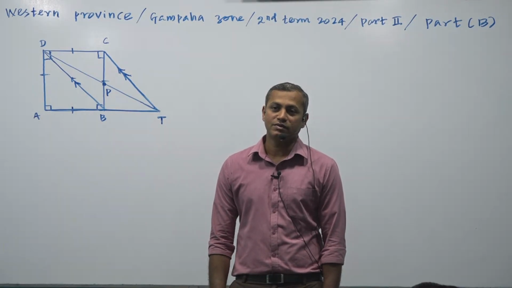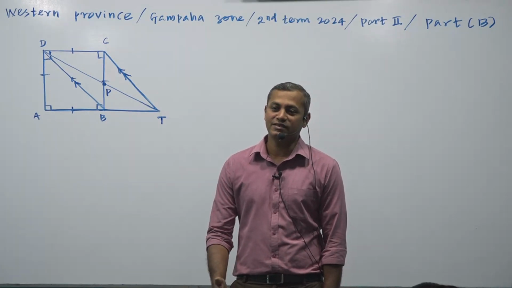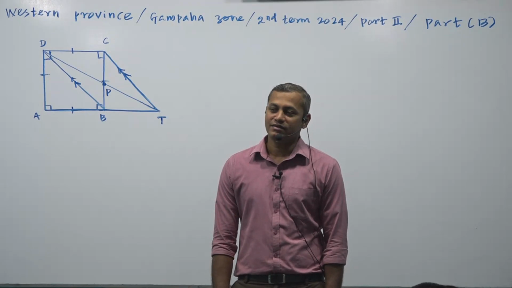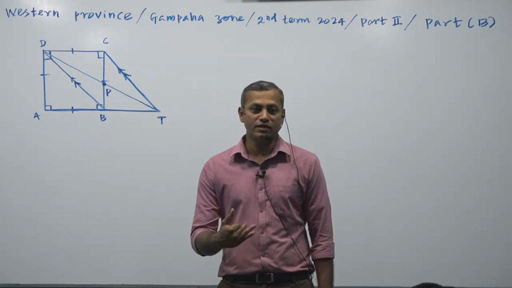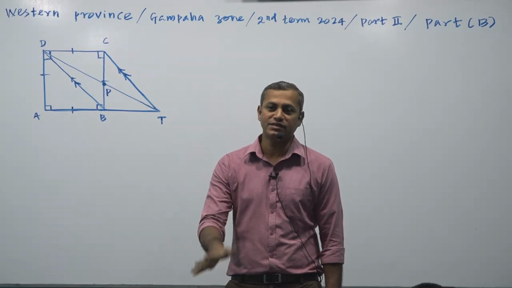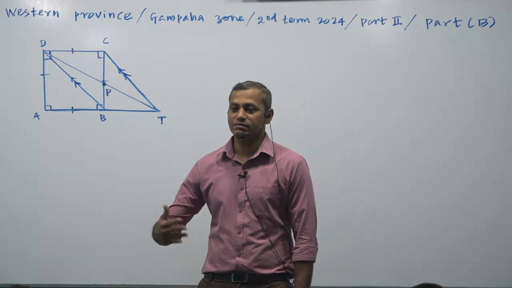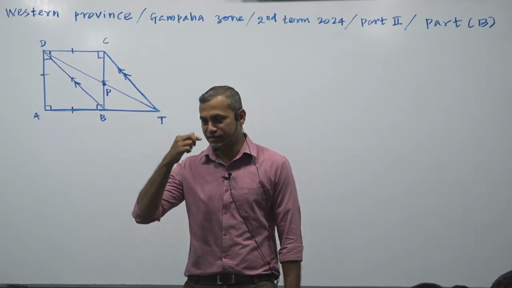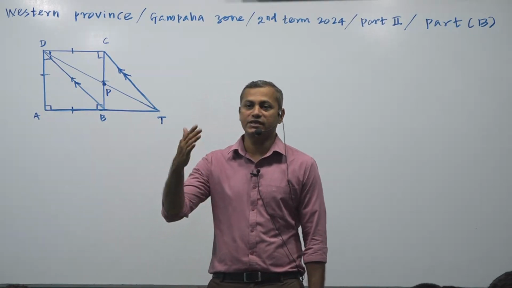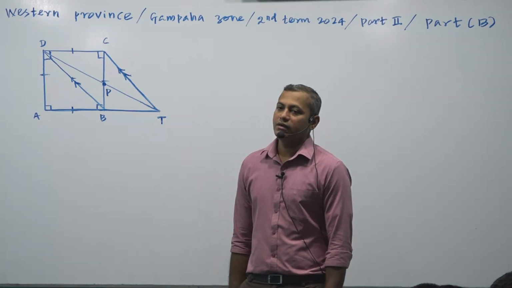Salma, what is the definition? The basic. What is called a parallelogram? In a quadrilateral, if opposite sides are parallel, it is a parallelogram. A quadrilateral made by two pairs of parallel lines. Okay? If opposite sides are parallel, it is a parallelogram. That is the basic definition, right? We are going to use that.